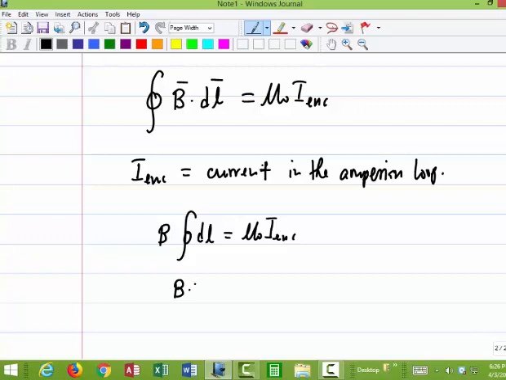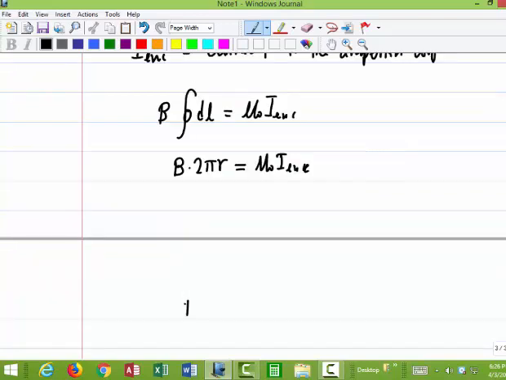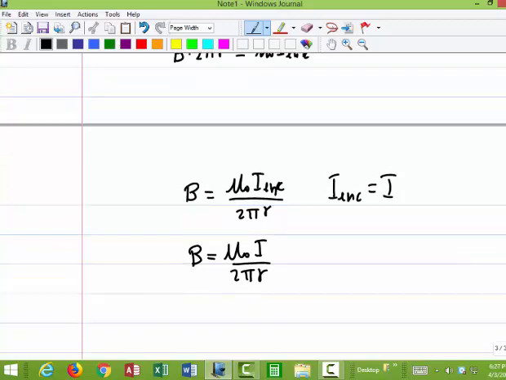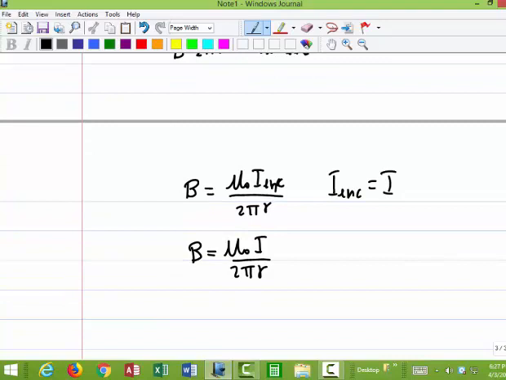So it's going to be B times 2 pi r, where r is the radius of that loop, and that's equal to mu naught I enclosed. So the magnetic field B is equal to mu naught I enclosed divided by 2 pi r. I enclosed is just equal to I, so we can write B equals mu naught I over 2 pi r.